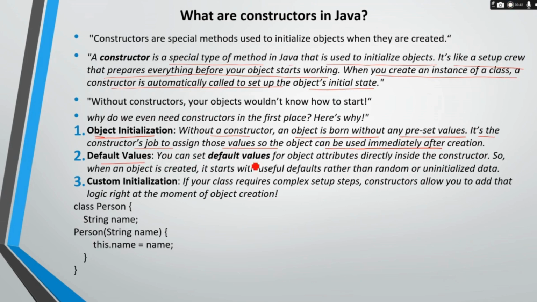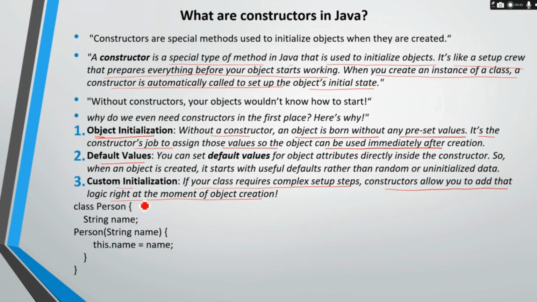Also, for default values: at the time of object initialization itself, if we want to assign some default values, then we will use a constructor. We can also use it for custom initialization. If your class requires complex setup steps, constructors allow you to add that logic right at the moment of object creation itself.